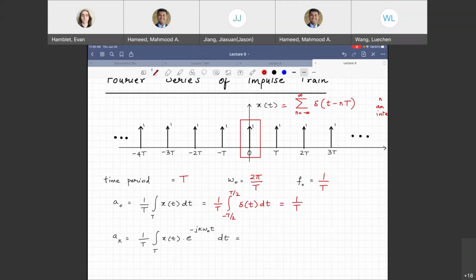You are integrating over the impulse. Impulse is included. Its weight is 1. Its integration will give you 1. Okay. So a sub 0 is done.